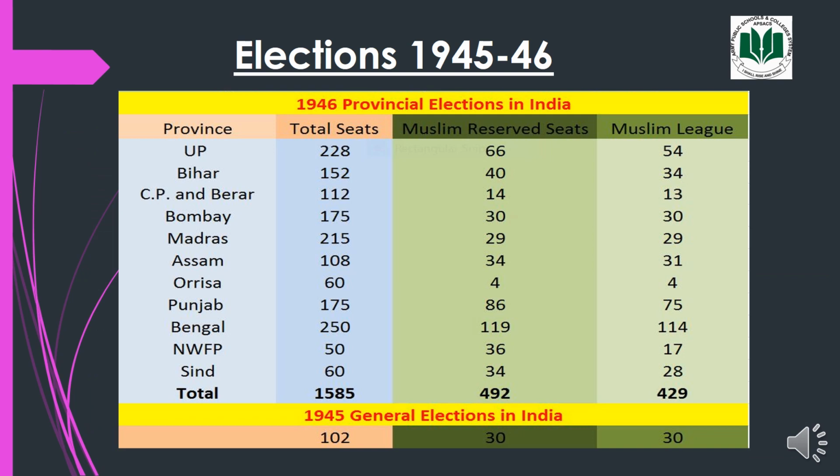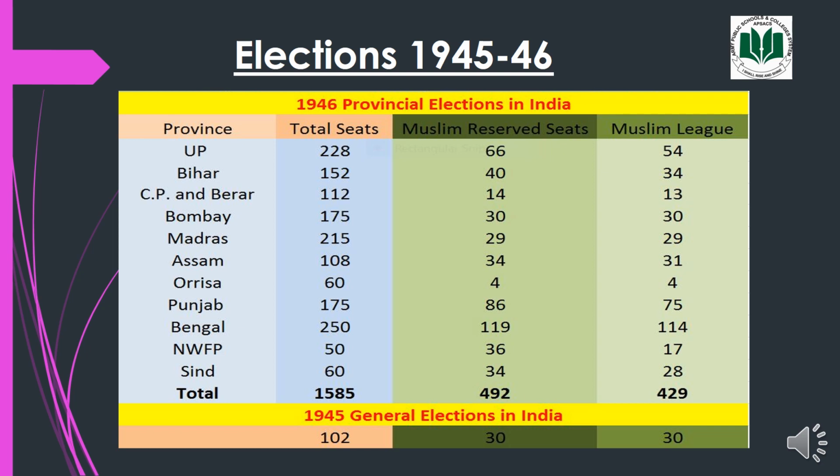Dear students, here in this table you can see the provincial elections in India in 1946. These are the provinces, the total number of seats, then the Muslim reserved seats, and the seats won by Muslim League were also given in the last column. Likewise, you can also notice over here the 1945 general elections, that was for the central legislature, 102 total seats, and Muslim reserved seats were 30, and Muslim League won all of these.